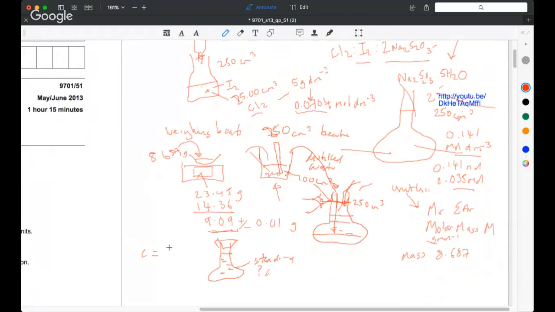1.46 times 10 to the minus 4. Okay. It's really, really small. Yes. Well, that's well spotted. What did you do? I haven't converted it to decimeter cubed. The volume, the 250. Yes, because you've got 250 centimeters cubed and you need this concentration in moles per decimeter cubed. But that's good because you caught yourself. Yeah, that's good. So the concentration was?